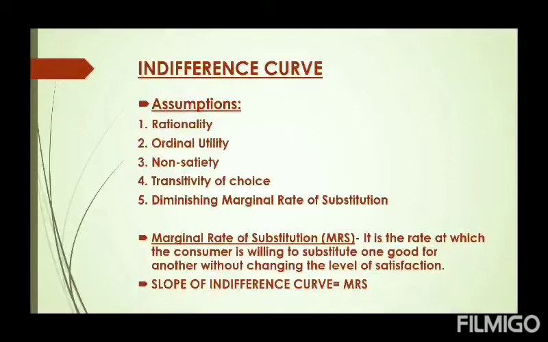That means what? The rate at which the consumer is sacrificing the commodity for getting 1 extra unit of the other commodity is diminishing. And that is again the assumption of indifference curve. The slope of indifference curve is also this MRS. MRS means marginal rate of substitution between two commodities. So, in order to draw indifference curve, we must keep these assumptions in mind: rationality, ordinal utility, non-satiety, transitivity of choice, and diminishing marginal rate of substitution.